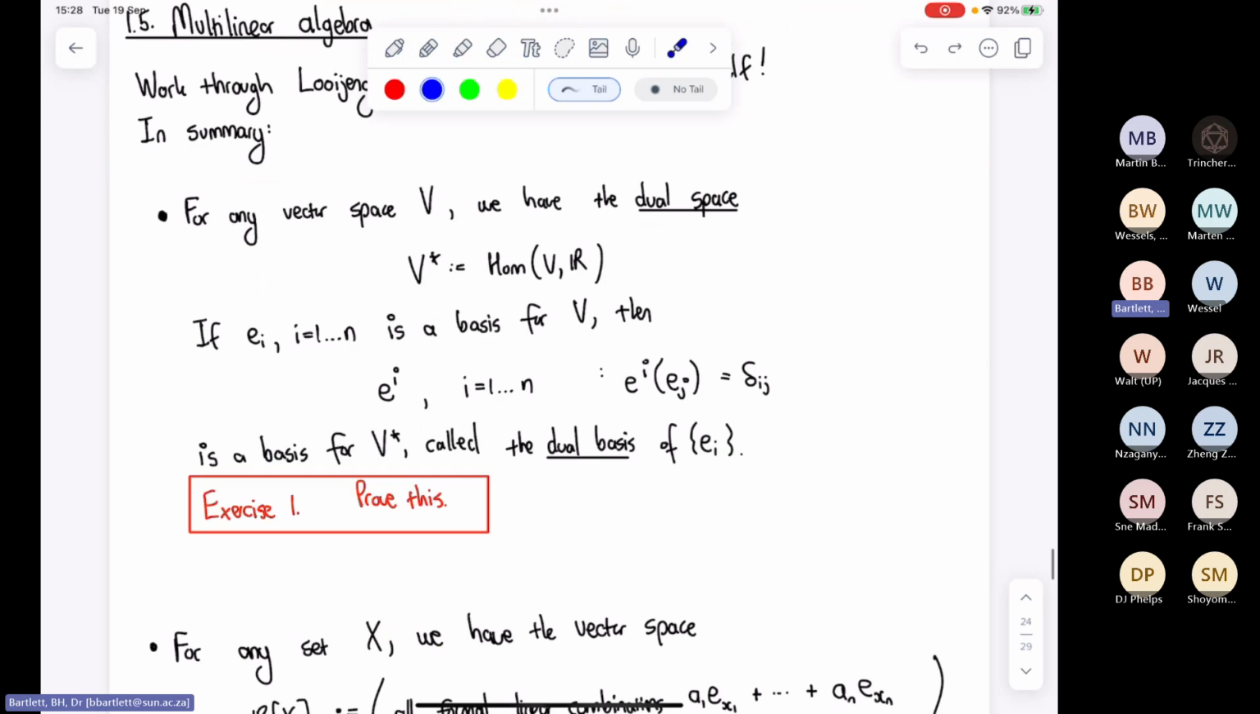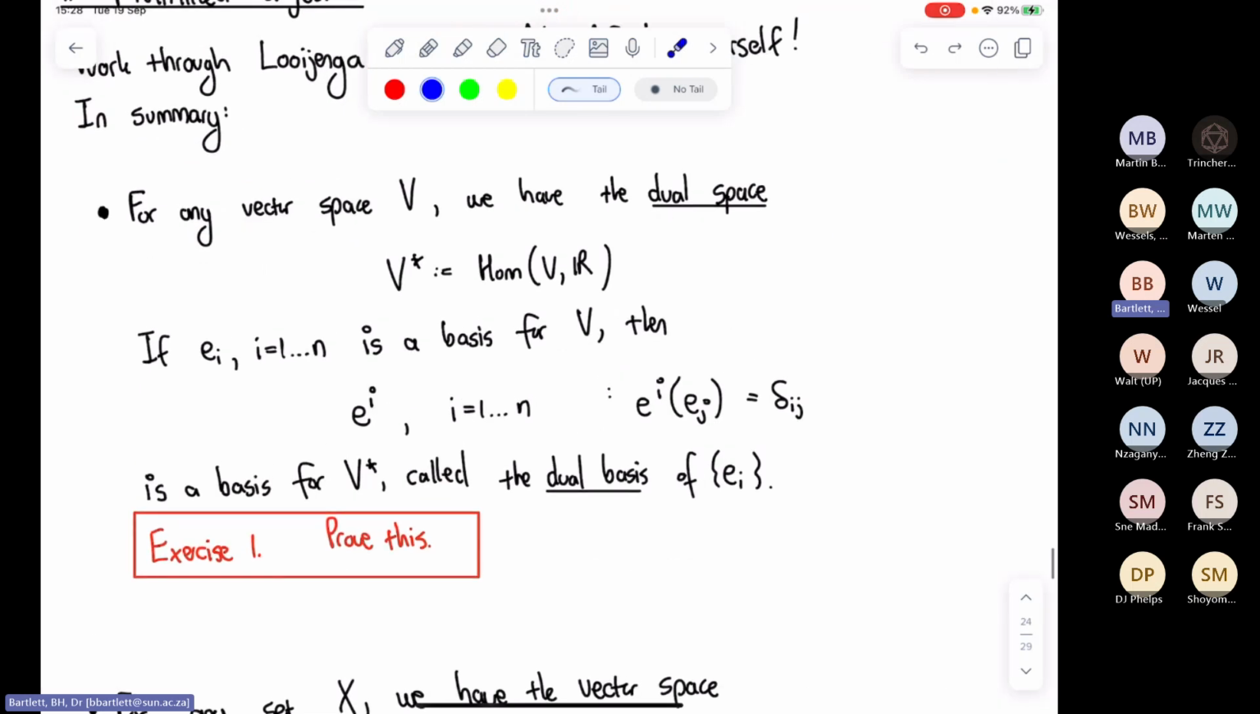Okay. So there's a bunch of constructions that you can do when you have a vector space. So I give you a vector space, any vector space. You can form its dual space. By definition, the dual space, written V superscript star, is the vector space of linear maps from the vector space into the ground field. For me, the ground field is just the real numbers here.